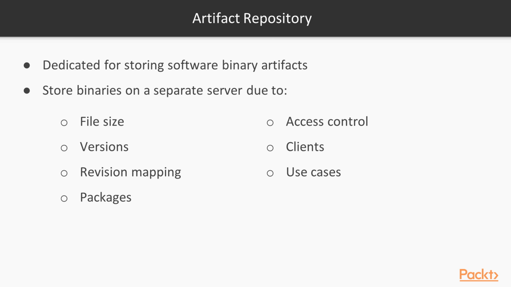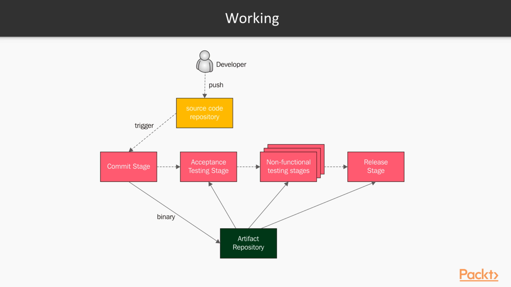Artifact repository. While the source control management stores the source code, the artifact repository is dedicated for storing software binary artifacts, for example, compiled libraries or components, later used to build a complete application. We need to store binaries on a separate server using a separate tool due to file size, versions, revision mapping, packages, access control, clients, and use cases. The artifact repository plays a special role in the continuous delivery process because it guarantees that the same binary is used throughout all the pipeline steps.